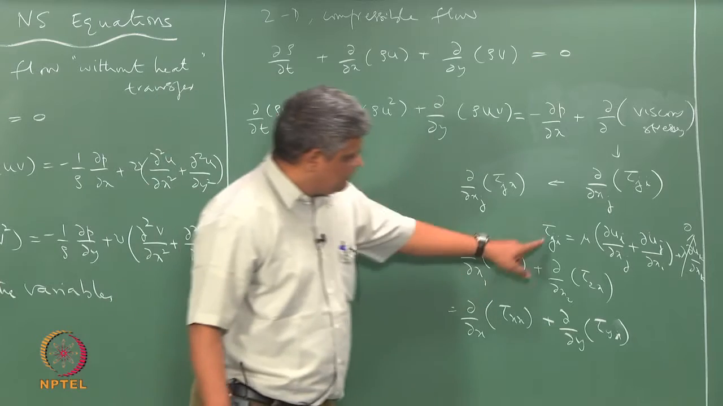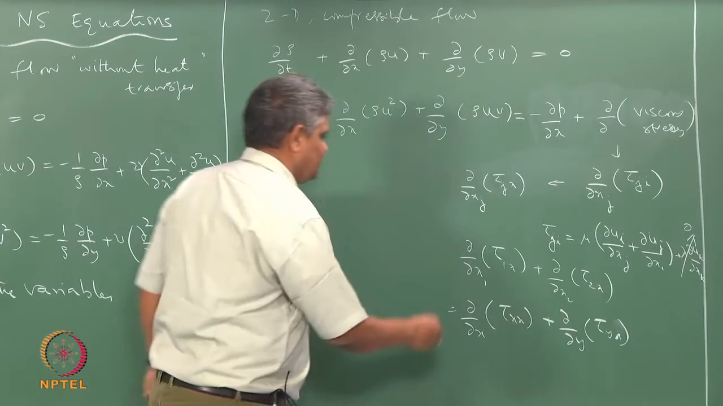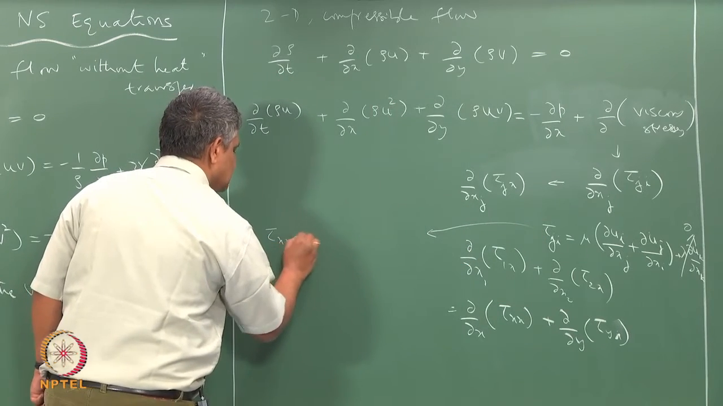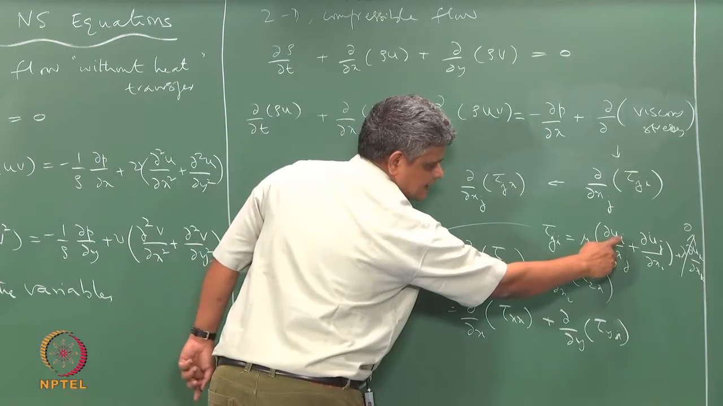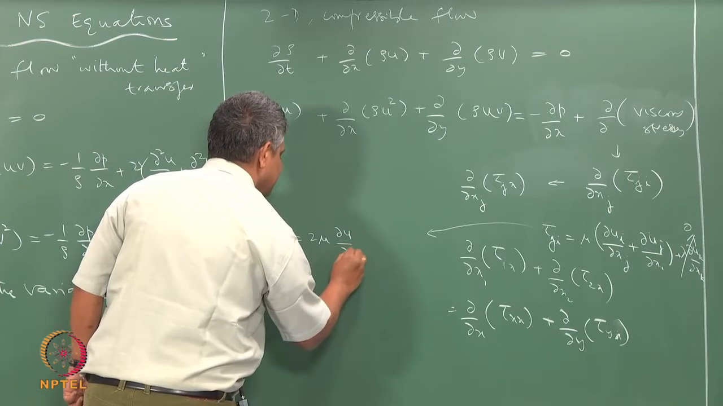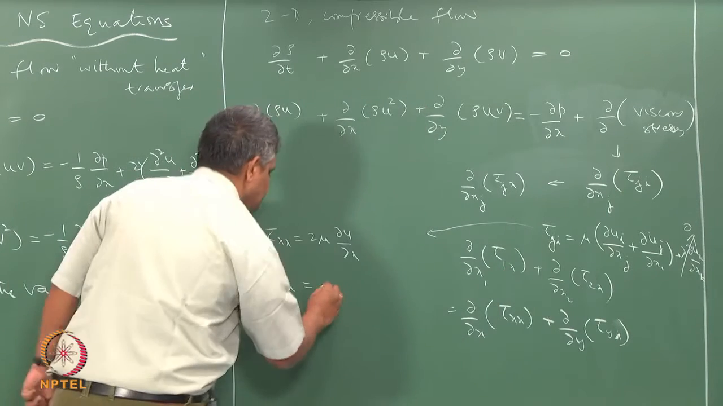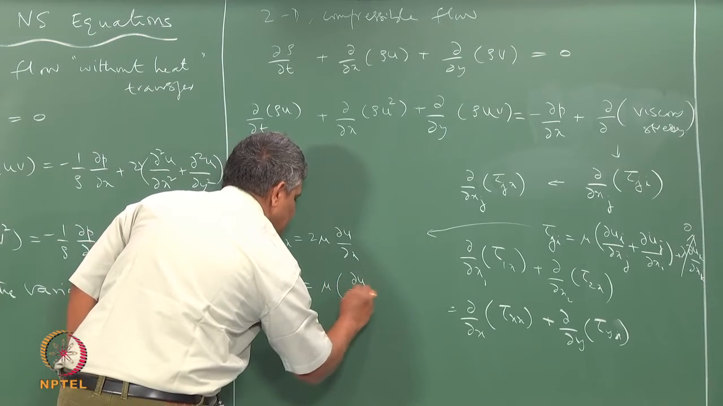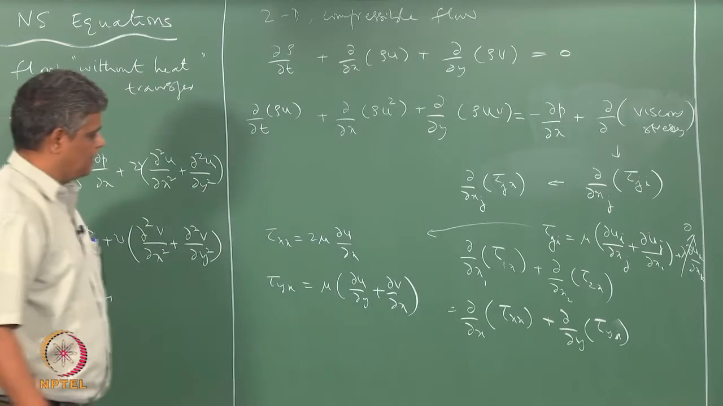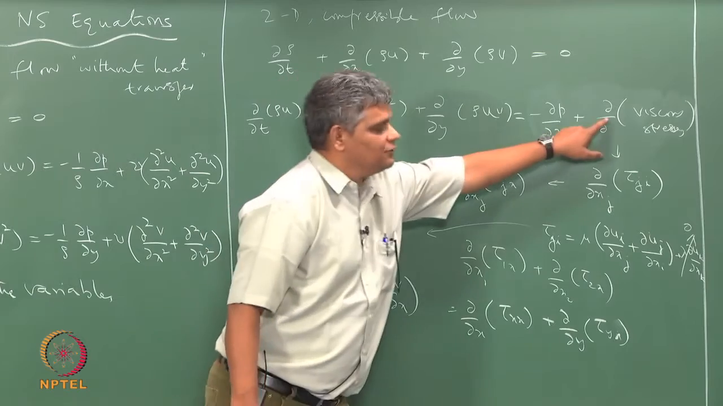Okay, so now we can make use of this expression here to evaluate this tau xx and tau yx. From this we can write tau xx. As you can see, xx means that these two become the same, so that is 2 mu dou u by dou x, and tau yx is mu times dou u by dou y plus dou v by dou x. So these are the terms which go into the corresponding expression.